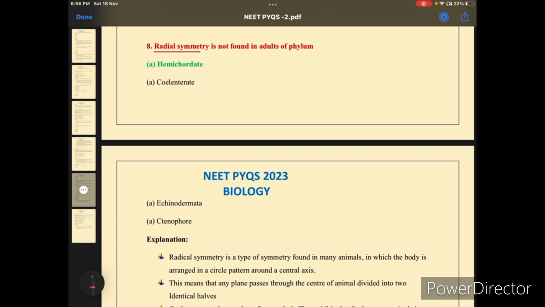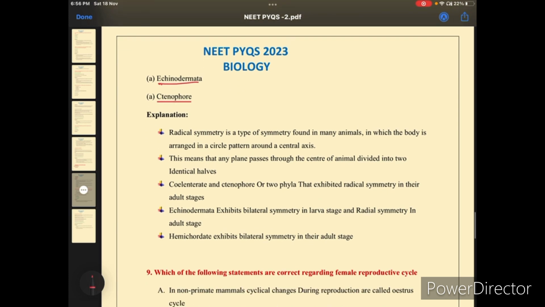Radial symmetry is not found in adults of which phylum? Option A, Hemichordata. Option B, Coelenterata. Option C, Echinodermata. Option D, Ctenophora. And the answer is Hemichordata. Let us see the explanation.